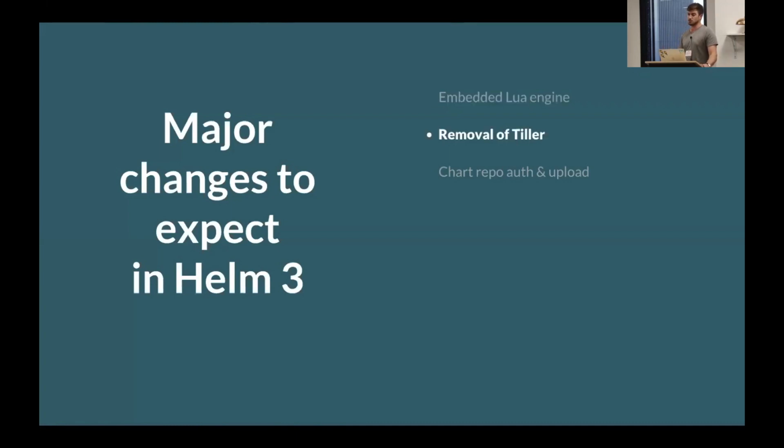The next is the removal of Tiller. So a big complaint, I was talking to someone actually earlier, the reason they don't use Helm is because of Tiller. And Tiller is basically the server-side component. So the client, Helm CLI talks to Tiller. Tiller makes sure that the resources are provisioned on Kubernetes. So they're going to basically figure a way to do this without the server-side component.